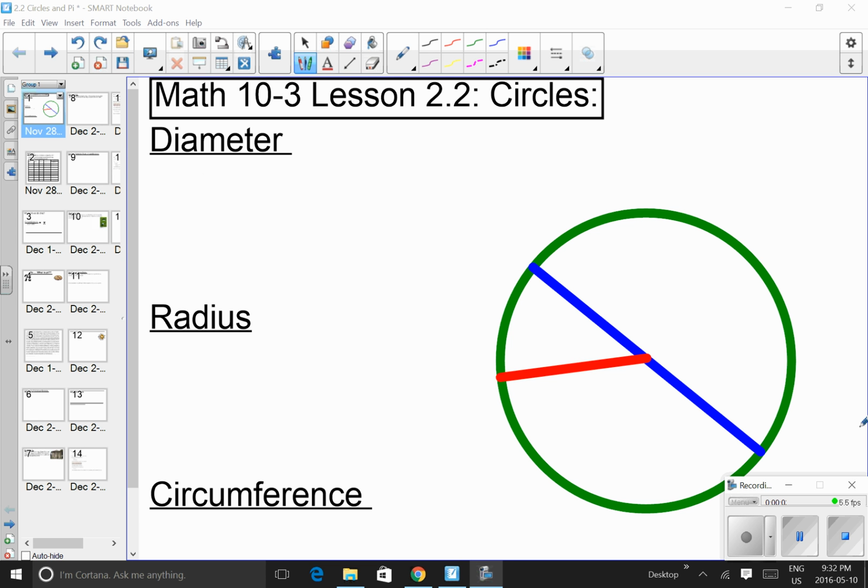Alrighty, good morning. Welcome to lesson 2.2, and we'll be talking about circles. Now, since we're talking about circles, we're going to start off with some vocabulary that is specific to circles.